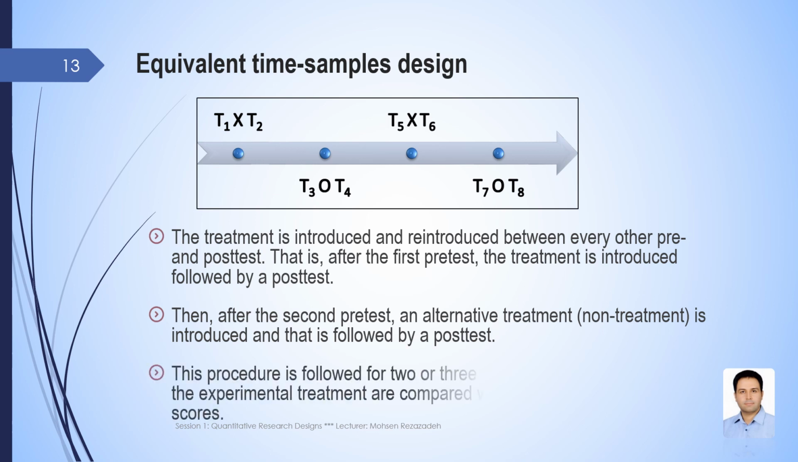So this procedure is followed for two or three times or four times, and then we compare the results by comparing the pretest and post-test at each of these stages. Think about the example I gave you for time series design. For example, the effect of instruction on learning English articles.